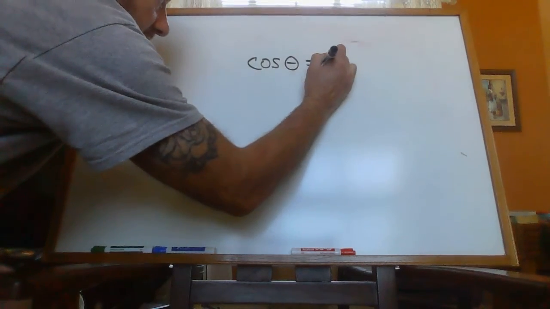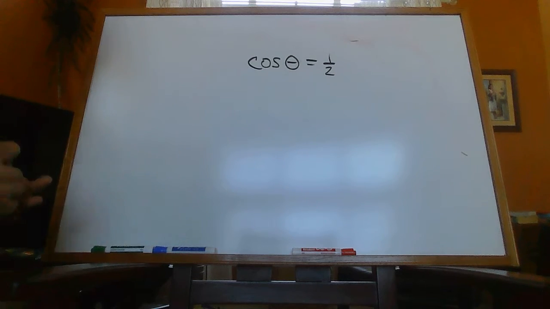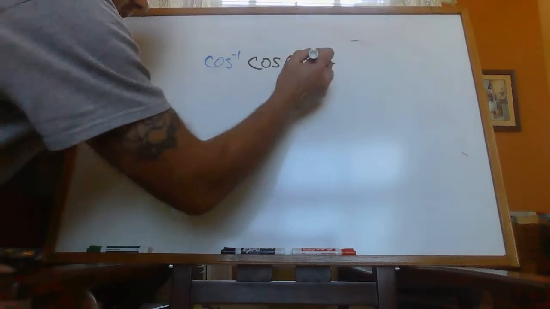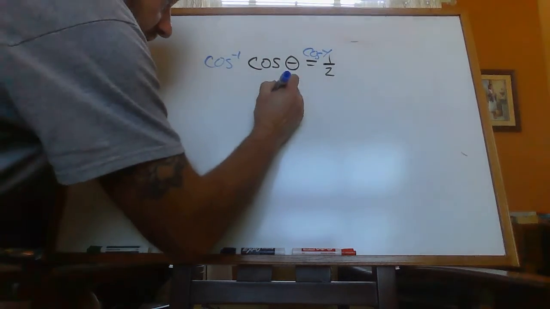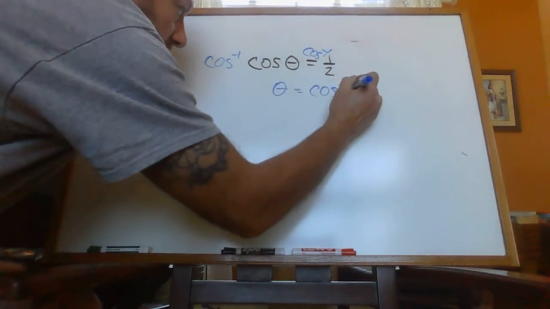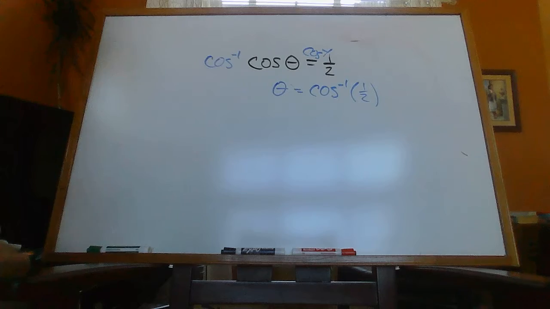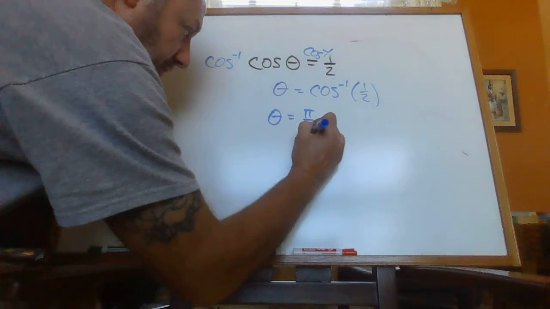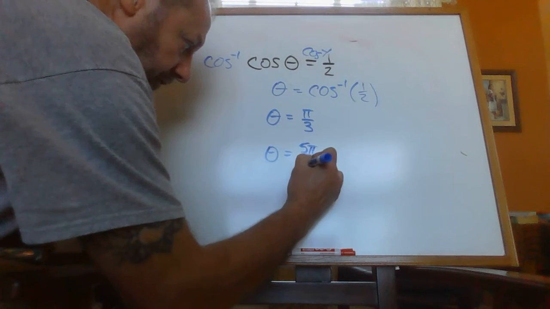Cosine theta is 1/2. So the first thing we need to do to solve this is get rid of that cosine. So we are going to arc cosine both sides of this equation, and we get theta equals arc cosine 1/2. Then we go to our table and look up the arc cosine of 1/2, and we get theta is pi over 3. And theta could also be 5 pi over 3.